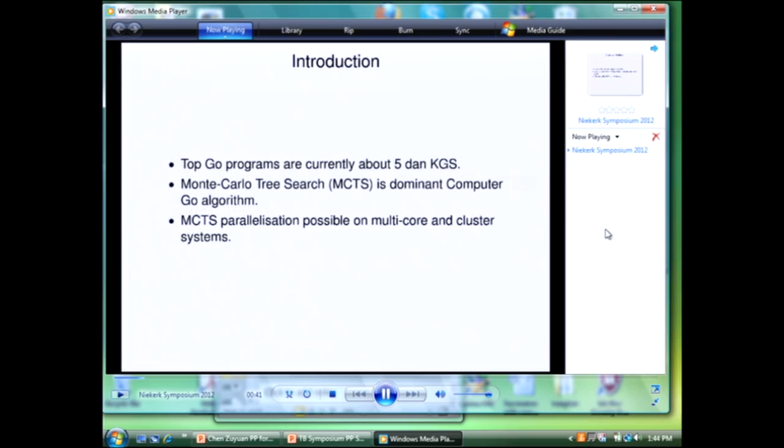In Computer Go, various techniques for playing the game of Go are researched. Even though Computer Go research has been in progress for decades, the top programs running on the best hardware are currently only able to achieve a ranking on a 19x19 board of about 5 Dan KGS.